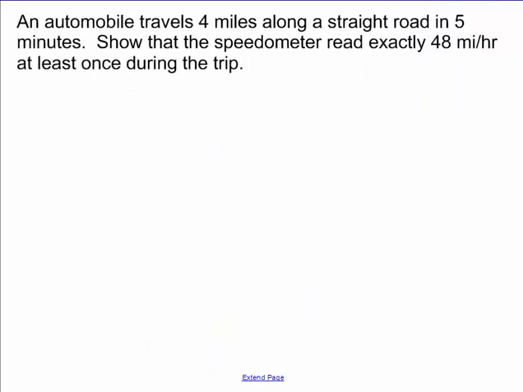Okay, our next example. An automobile travels 4 miles along a straight road in 5 minutes. Show that the speedometer read exactly 48 miles per hour at least once during the trip. So what you're given here is 4 miles in 5 minutes. We need to show that the speedometer read 48 miles per hour. Well, that's a speed, or the absolute value of velocity.